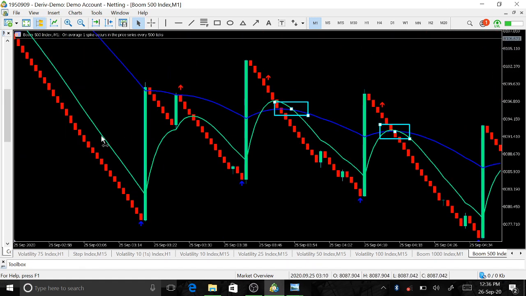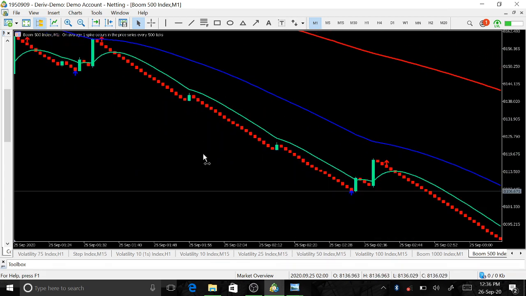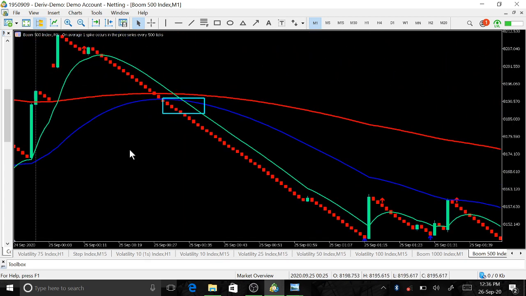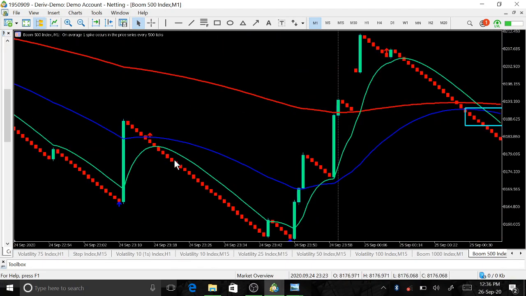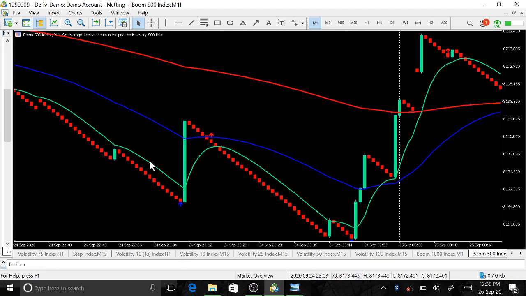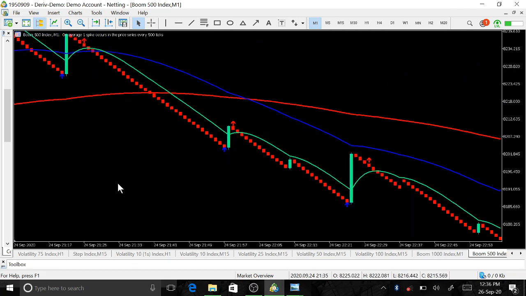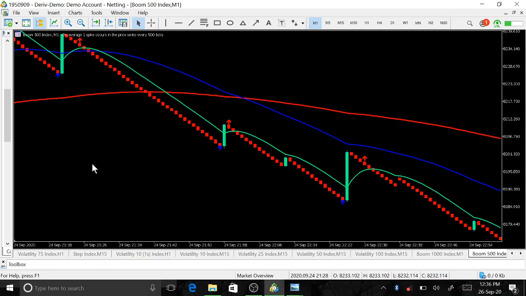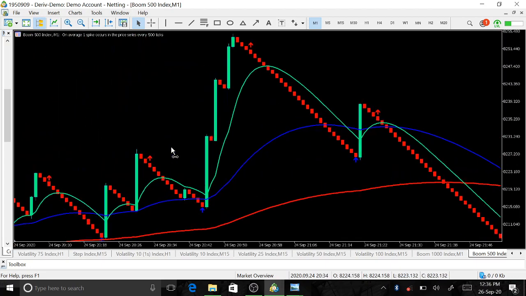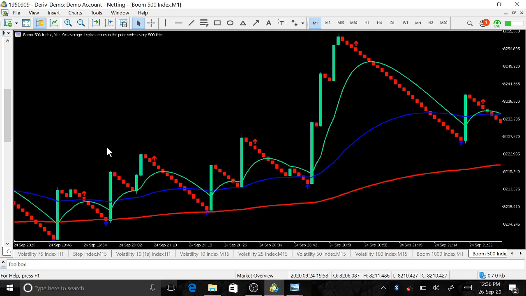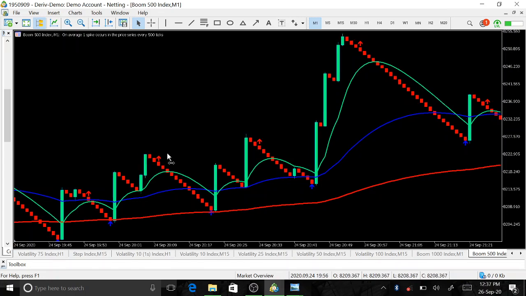So this is how the strategy works. It's easy, no much stress, no lots of indicators on your chart. You just wait for the market to go below the EMA for BOOM 500 and BOOM 1000. Then you look for crossovers and you scalp 10 candles for the 1000 pairs and 5 candles for the 500 pairs. Then you wait for the market to also go above the 200 EMA for CRASH 500 and CRASH 1000. Then you scalp 10 candles for CRASH 1000 and you scalp 5 candles for CRASH 500.